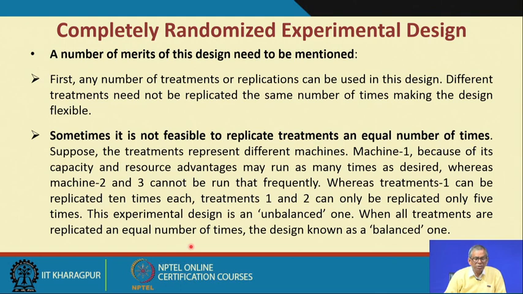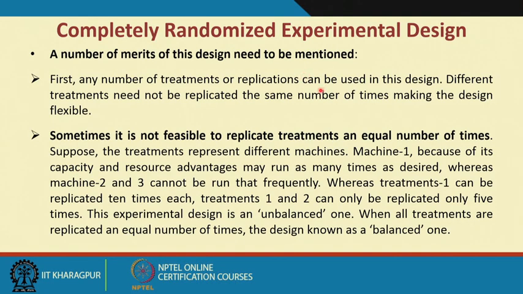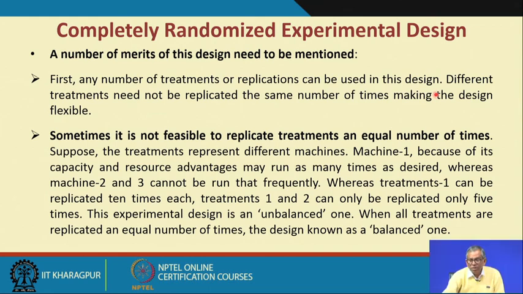A number of merits of this design need to be mentioned. That means, why do you opt for this one? We have been saying that given a condition, you must opt for the completely randomized experimental design. So, what are the advantages? First, any number of treatments or applications can be used in this design. Different treatments need not be replicated the same number of times, making the design flexible. So, this is point number 1.